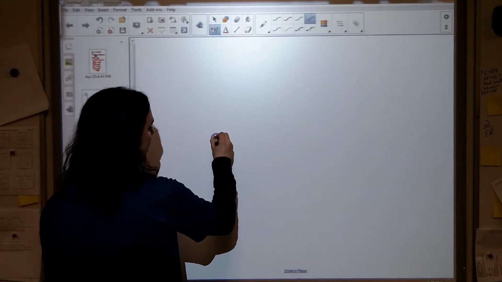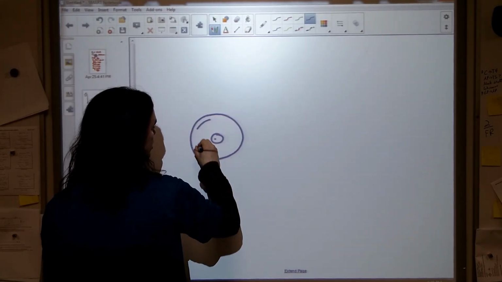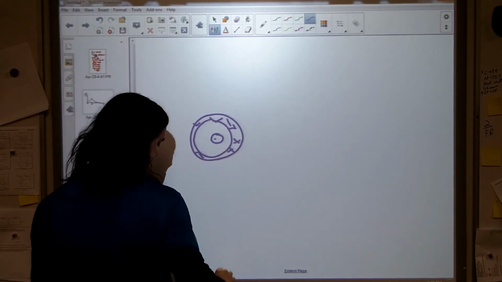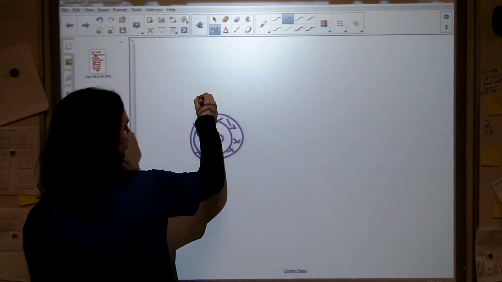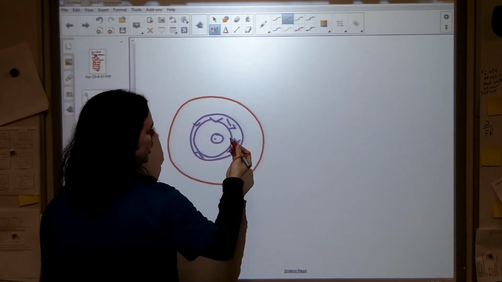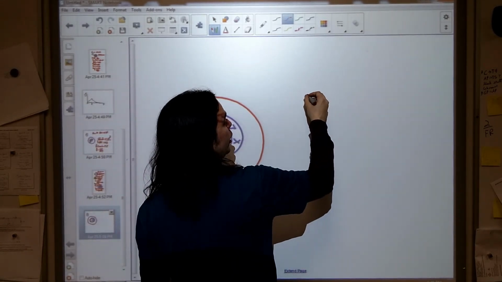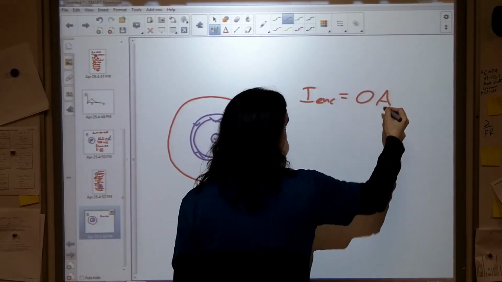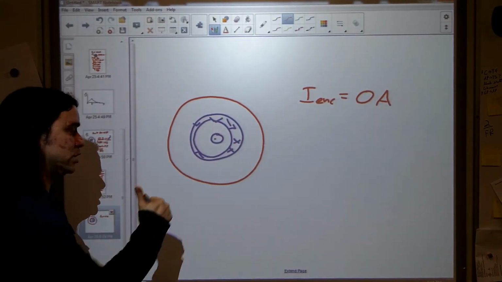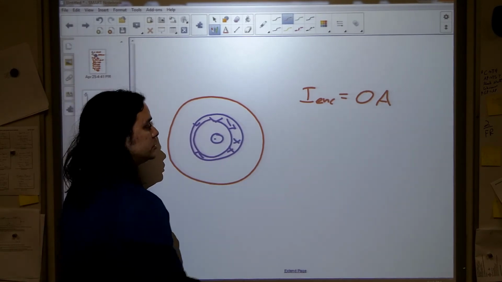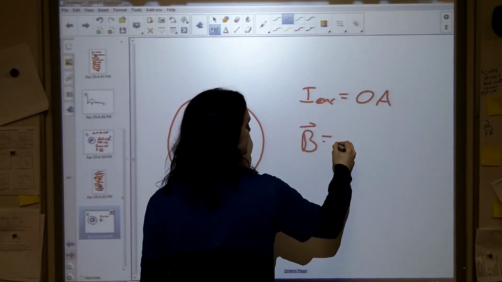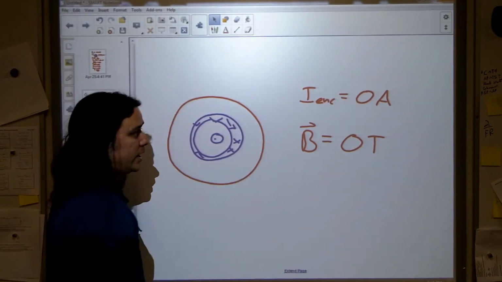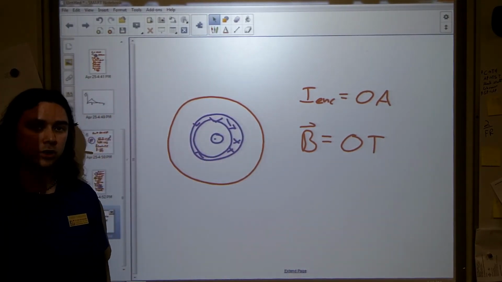If we're outside the thing altogether, if I do my Amperian loop out here, we know that our I enclosed is actually going to be equal to 0 amps, 0 total, because we have just as much coming out as we have going in. So we will actually find that the magnetic field outside of this wire is equal to 0 Tesla, because we have no net enclosed current.